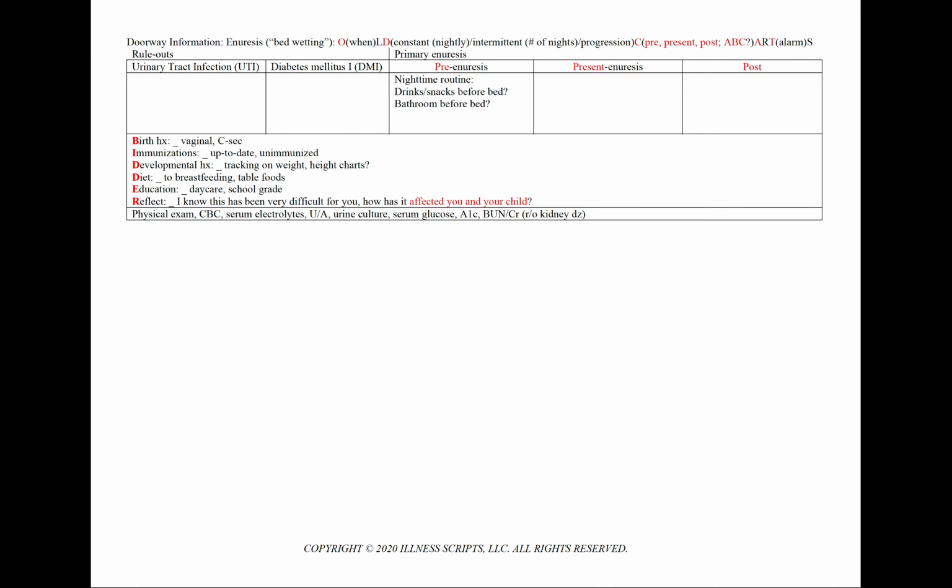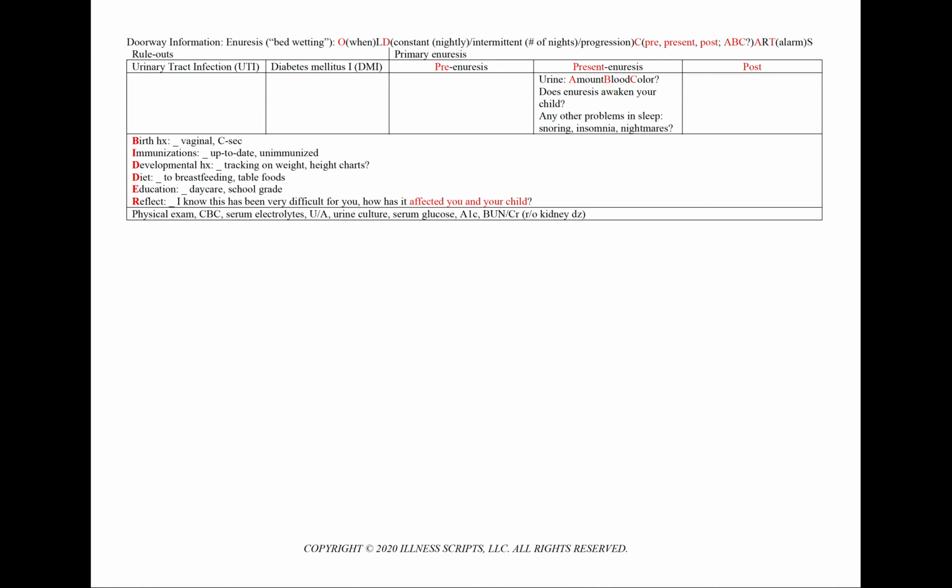And for the diagnosis of primary enuresis, we'll set up our columns pre, present, and post to ask mom or dad the nighttime routine, including if the child is drinking or snacking excessively before bed, or if they're using the bathroom before bed. Presently, we'd like to know in their urine what are the ABCs, or the amount, if there's any blood in the urine, or the color in general.